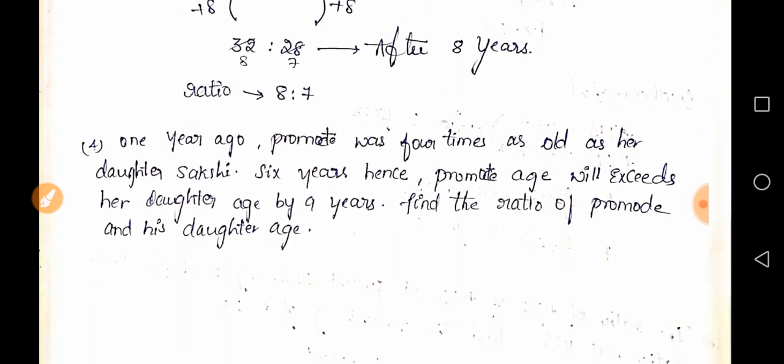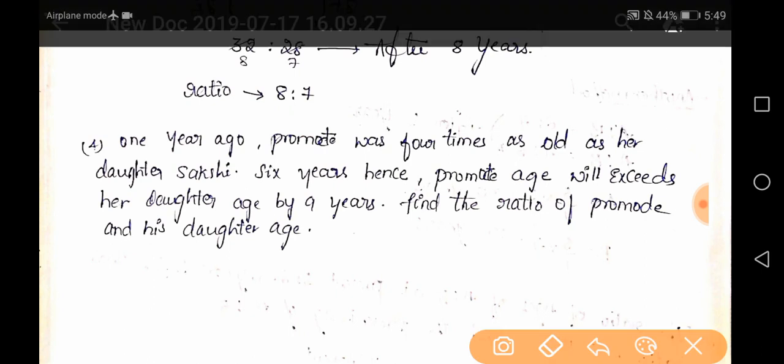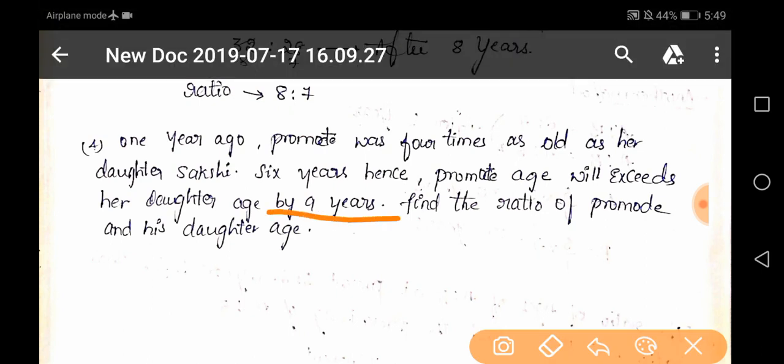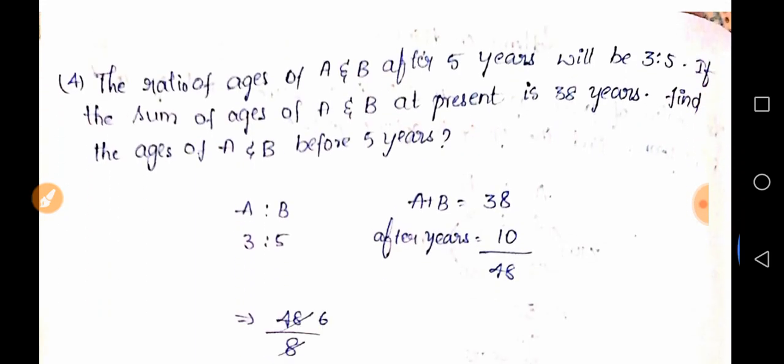And here is a question for you all, guys. Just solve this question and give me the answer in the comment section, so that I'll solve this in the next video. 1 year ago, Pramod was 4 times as old as her daughter Sakshi. 6 years hence, Pramod's age will exceed her daughter's age by 9 years. Find the ratio of Pramod's and his daughter's age. So please do it and give me the answer in the comment section.